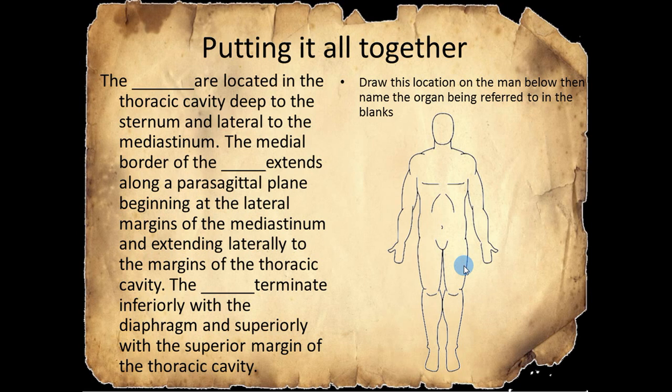The medial border of the blank, this organ of interest, extends along the parasagittal plane. So not mid-sagittal, it's parasagittal, beginning at the lateral margins of the mediastinum and extending laterally to the margins of the thoracic cavity. This organ terminates inferiorly, so on the bottom side, with the diaphragm, and superior up on the top with the superior margin of the thoracic cavity. So what organs are we talking about? Well, we're describing it being right here in the chest and to each of the sides. So it's the lung we're looking at.